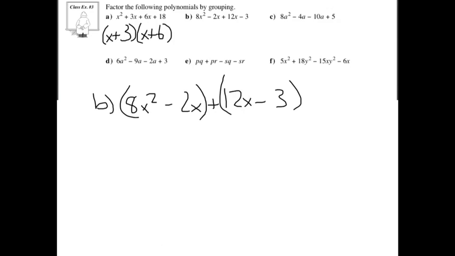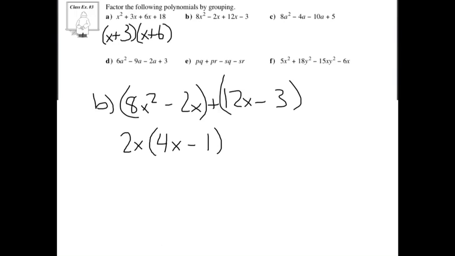With B, we have 8x squared minus 2x plus 12x minus 3. Put brackets around the first two, put brackets around the next two. Okay, so what we have in common in the first set of brackets is 2 and an x, because 8 and 2 are divisible by 2, and then we have at least one x. So 8x squared divided by 2x is going to leave you with 4x, and 2x divided by 2x is just going to be 1, so it's going to be minus 1.